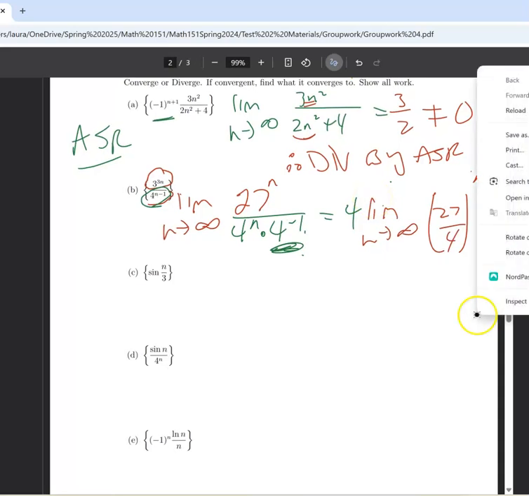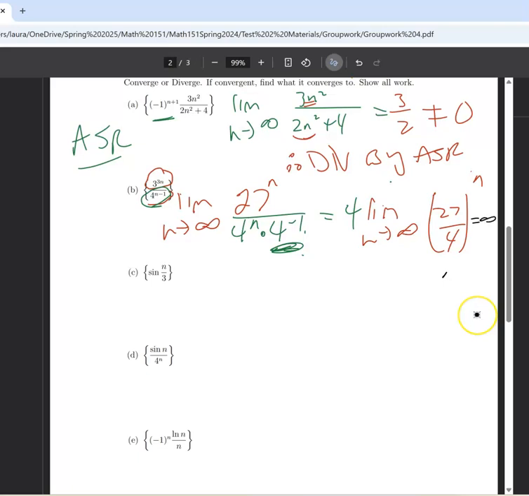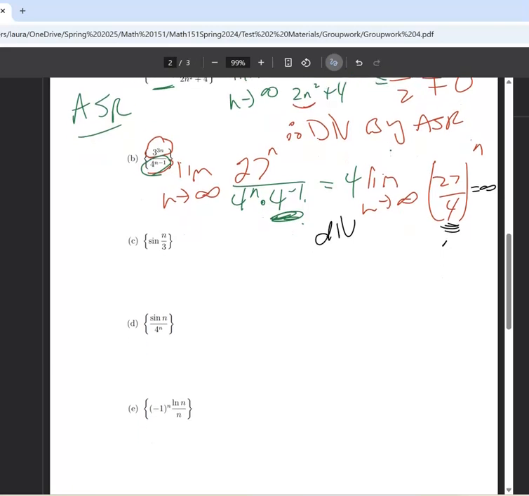Well, for sure that equals infinity because of that r limit rule. You don't need to say it, but that number is greater than 1, so the limit is infinity. So that means this sequence diverges.